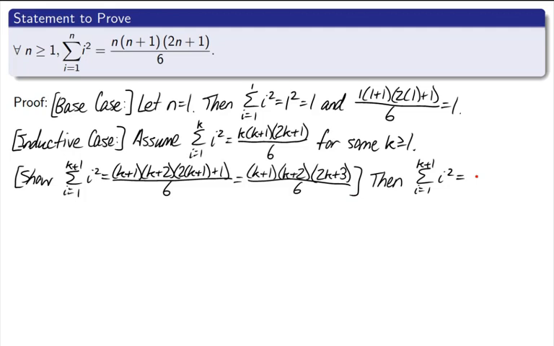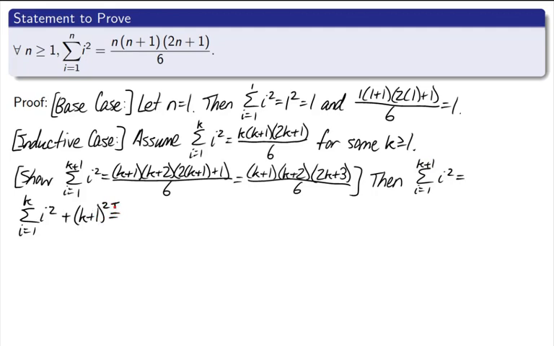Then the summation, I equals 1 to k plus 1 of I squared, is equal to, and just like in the last proof, we're actually going to split this. We're going to go from 1 to k of I squared, so that we can use this inductive hypothesis here, but then we've got a leftover k plus 1 term. So for the k plus 1 term, I need to plug it in for I, and I end up with a k plus 1 squared.